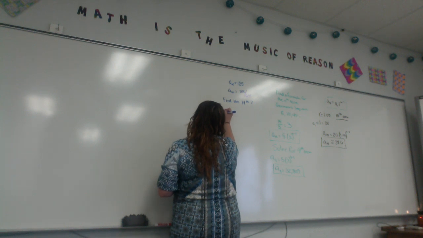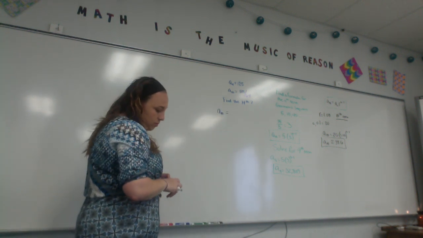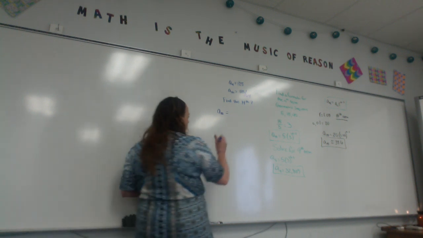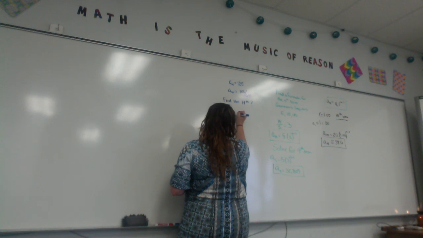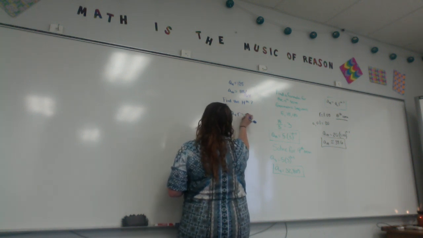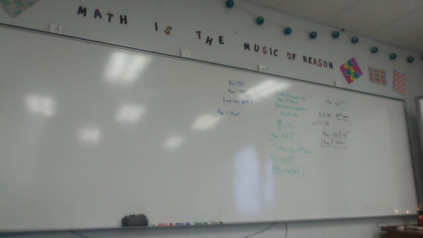Come on, guys, help me. If I have the 10th term and I set it equal to the 4th term times what? What would be times my rate or my ratio? But what is the power of that ratio? What's the difference between the 10th and 4th term?